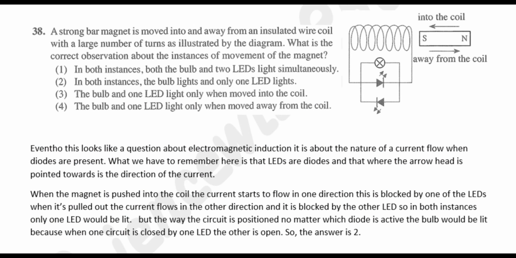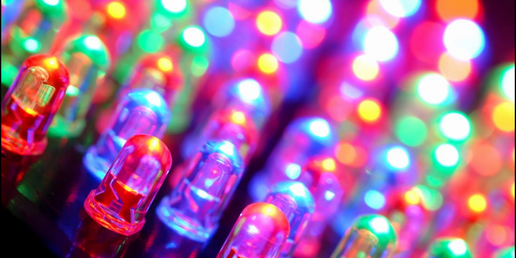Then 38th question. A strong bar magnet is moved into and away from an insulated wire coil with a large number of turns as illustrated by the diagram. What is the correct observation about the instances of movement of the magnet? So you can see the circuit here. We have south and north, a magnet, and then we have a bulb, and it is connected in parallel to two diodes, LEDs, light emitting diodes.